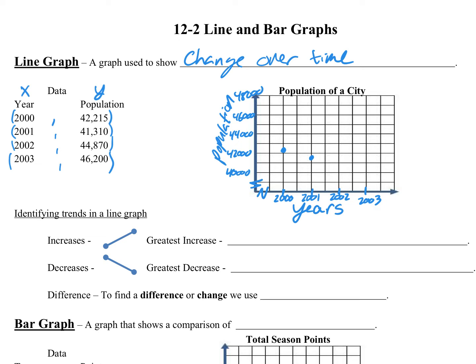2002, 44,800. Be approximately there, and 2003, 46,200. So a little above 46,000 approximately there. And all we're going to do is connect these points with lines to create our line graph. And you can use a ruler to do that as well to make it clearer.